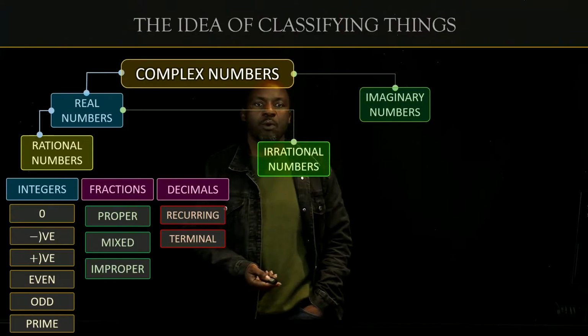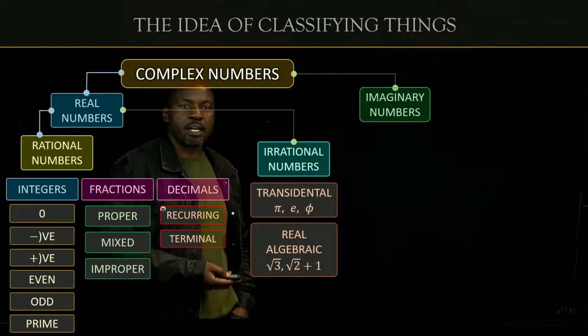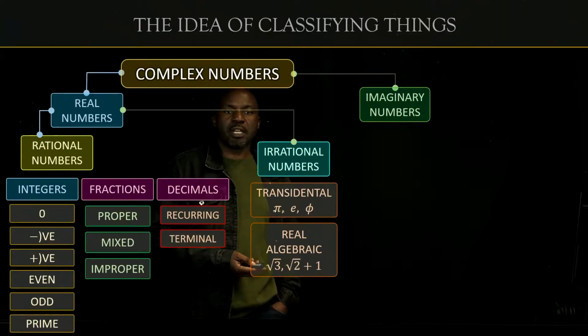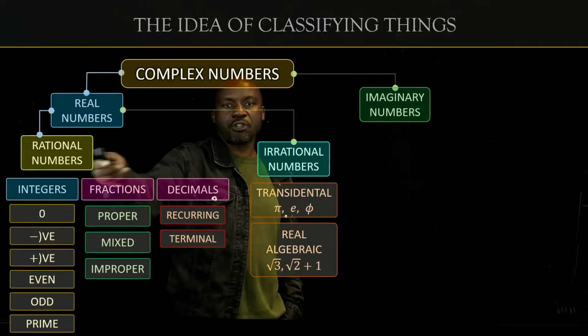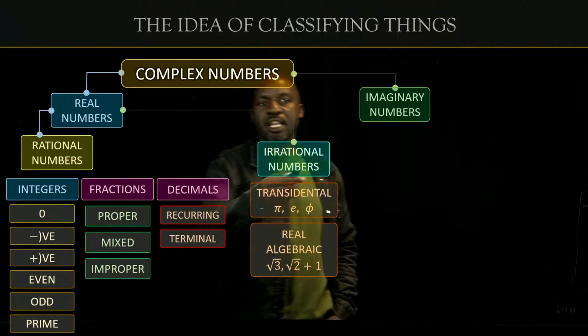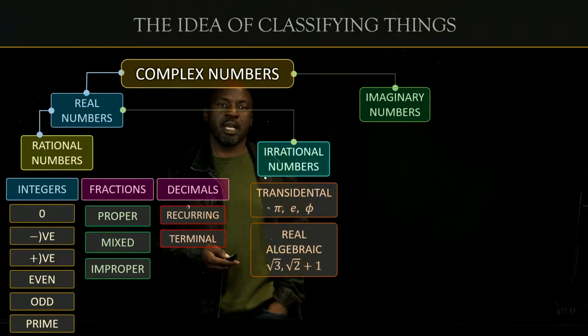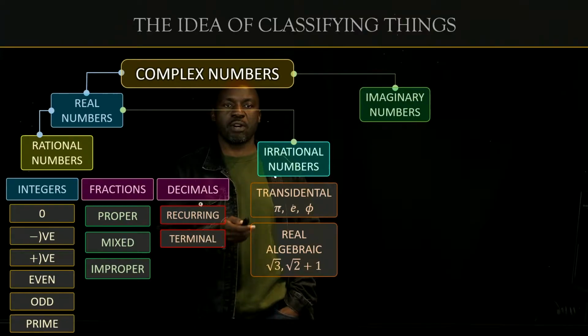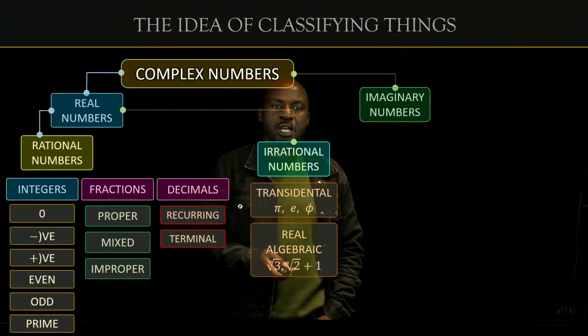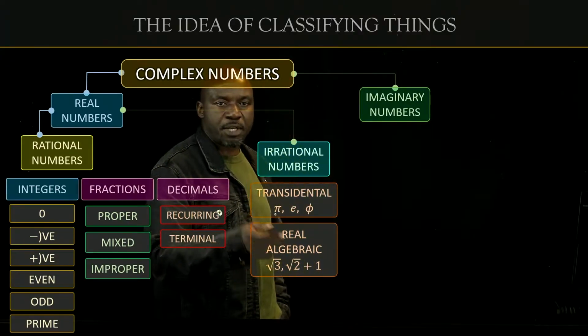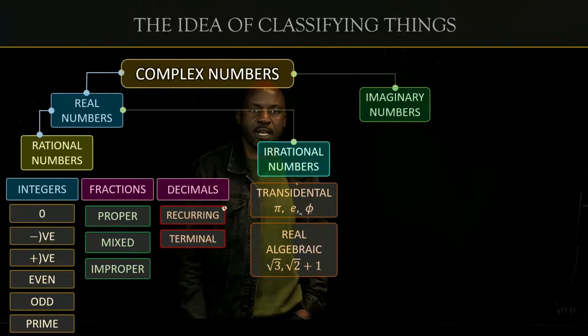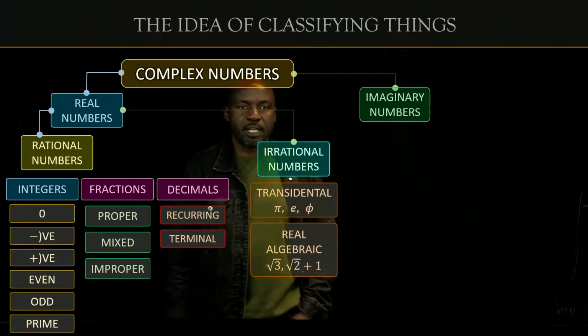On the other hand, we have irrational numbers, and irrational numbers are those that cannot be expressed as fractions. So rational numbers can be expressed as fractions. Irrational means cannot be expressed as ratios, okay, or as fractions. And some of those numbers are like pi, transcendental numbers. Pi is an example of a transcendental number. E is a transcendental number.